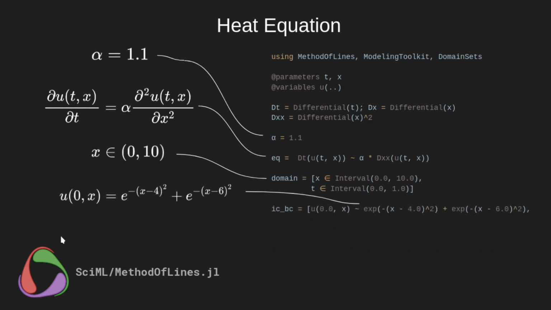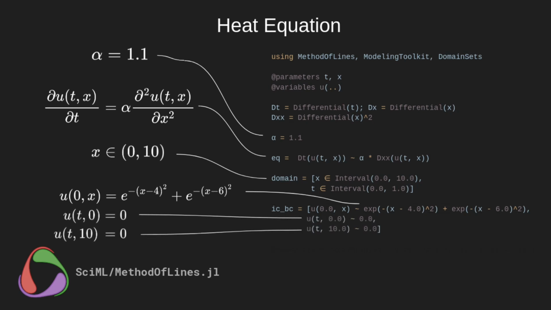Then we'll define the temperature distribution at time equals 0, or the initial condition. Here this is 2 Gaussian pulses, each centered at 4 units along the rod and 6 units along the rod. This is done again in very natural syntax. Next we need our boundary conditions, one for the left end of the rod, here set to Dirichlet 0, and another for the right end of the rod, again set to Dirichlet 0.